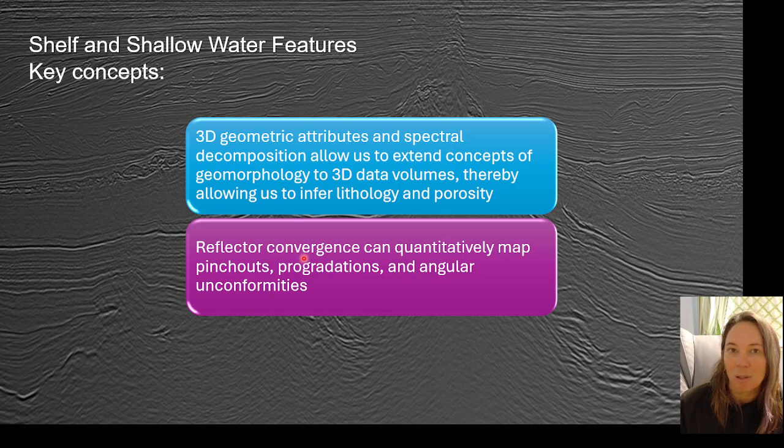Other things that you may want to pay attention to or try out on your data are the spectral decomposition techniques, the co-rendering of red, green, blue, and even trying out reflector convergence if you're looking for a seismic geomorphological pattern where you would expect that converging of your horizons.